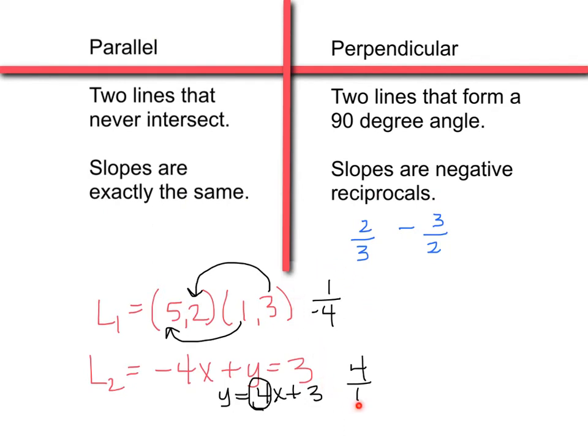These two slopes are negative reciprocals. One is 1 over negative 4, one is positive 4 over 1. If they're negative reciprocals, that means they're perpendicular lines. If we would graph these two lines, they would create a perfect 90-degree angle when they intersected.